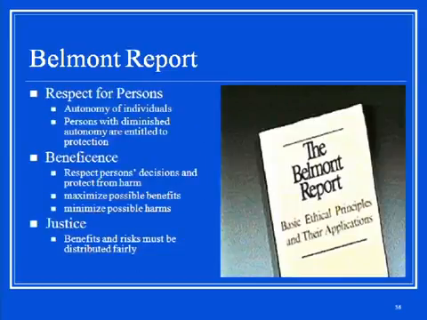And you can see the report here. And there are basically three underlying principles of the report. The first is respect for persons, so that the autonomy of individuals is respected, and that persons with diminished capacity or autonomy are entitled to protections as well, so that we can no longer take advantage of these vulnerable populations. Beneficence is to respect persons' decisions and to protect them from harm, to maximize benefits and minimize harms. And then finally, justice, and that is that the benefits and risks must be distributed fairly throughout society.